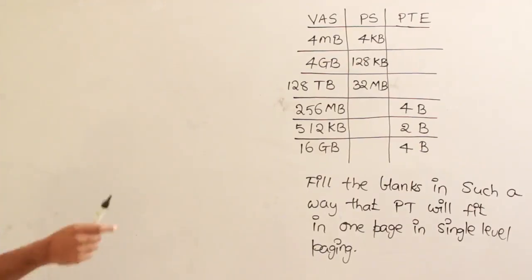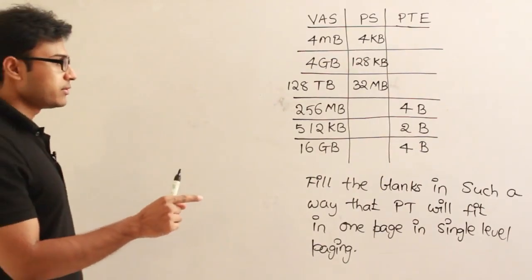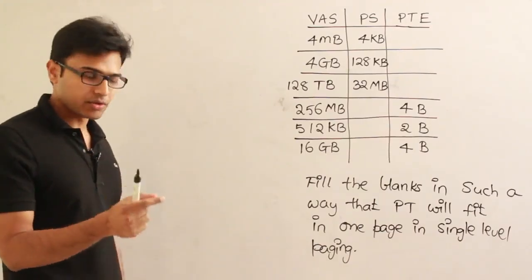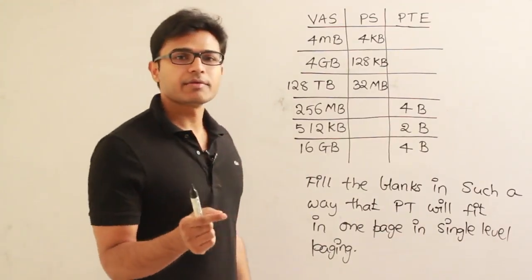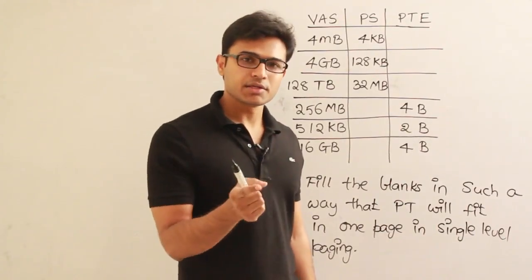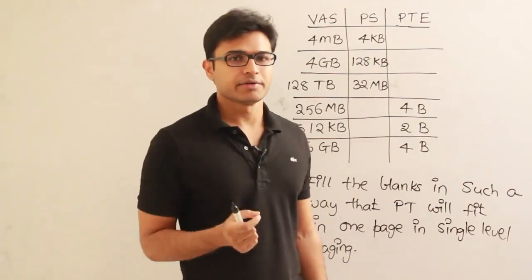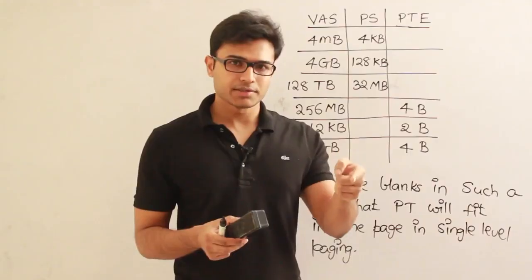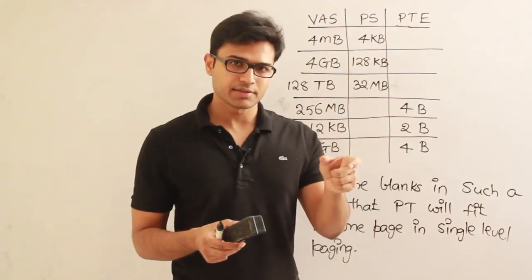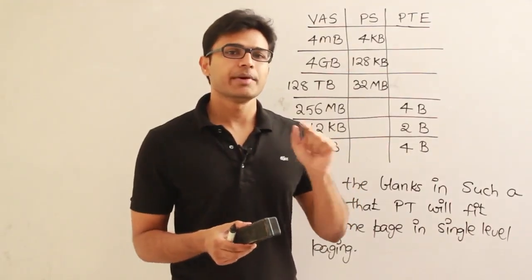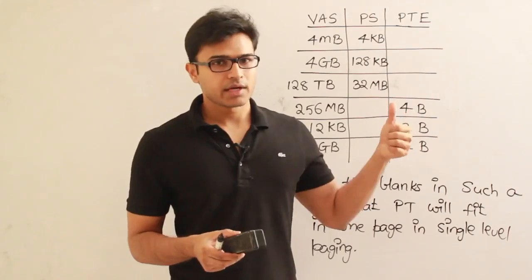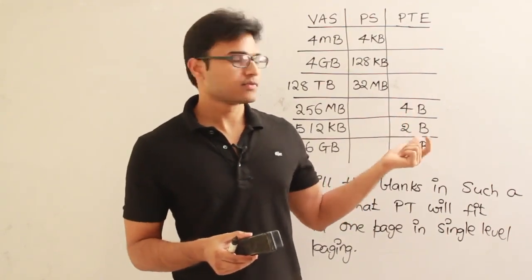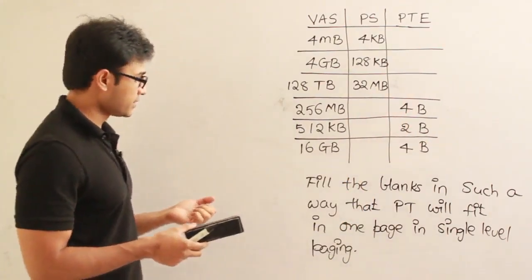Now if the page table has to fit in one page, you know this, page table size is nothing but the number of entries in the page table multiplied with the page table entry size. Now these two multiplied, which means number of entries into page table entry size, should be equal to the page size, right? So they are asking that if that condition has to be satisfied, you guess everything. Okay, let's see this.